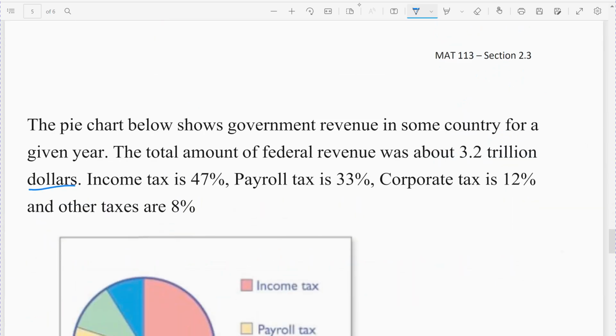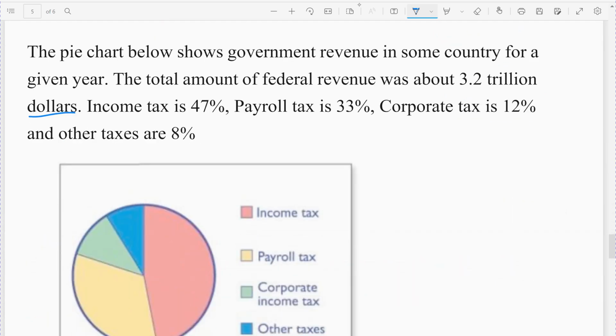All right, next example. Suppose that we're given the following pie chart, and we want to find some information on it. There's an example like this in your homework that you need to know how to do. The pie chart below shows the government revenue in a country. It's just a random country, because we get way more in revenue than what this is. It would be a fairly middle-sized country.